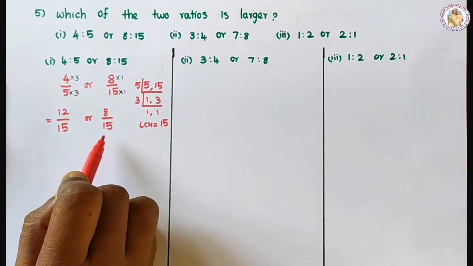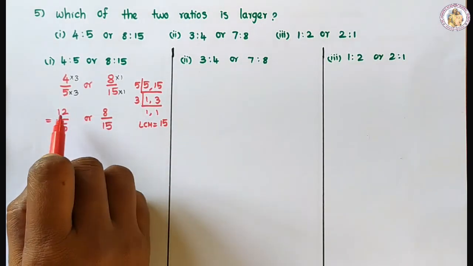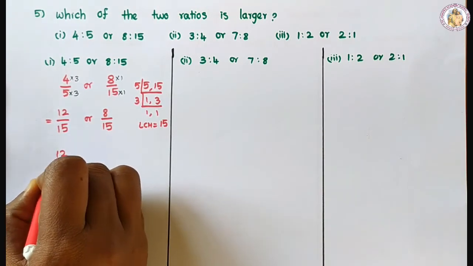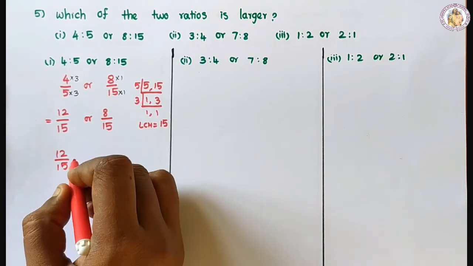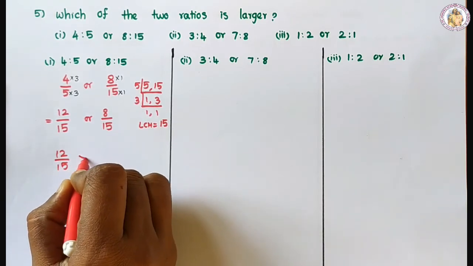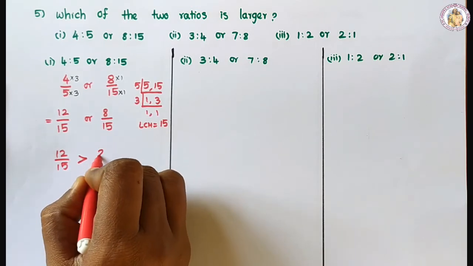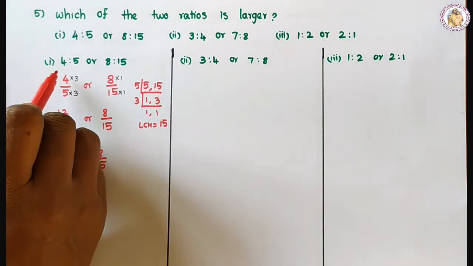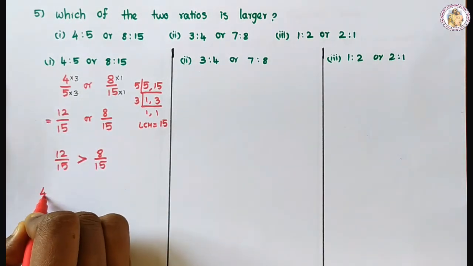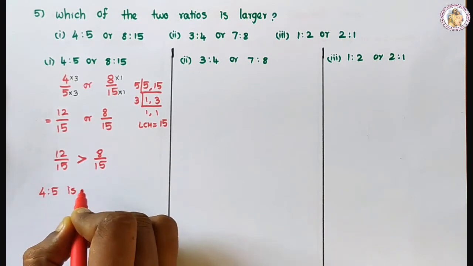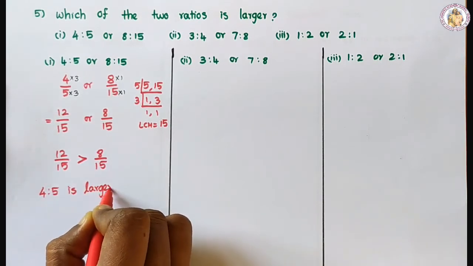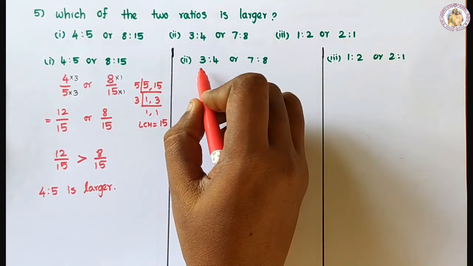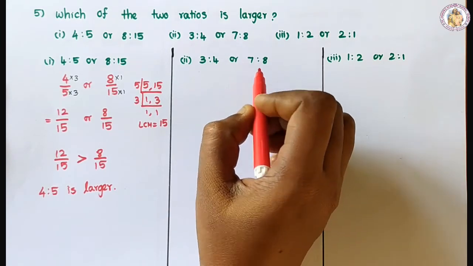Now the denominators are equal. Compare the numerator, which one is greater? That is 12. So 12 by 15 is greater than 8 by 15. Now, which one is greater in ratio? That is 4:5 is larger one. That is the answer. Next one, 3:4 or 7:8.